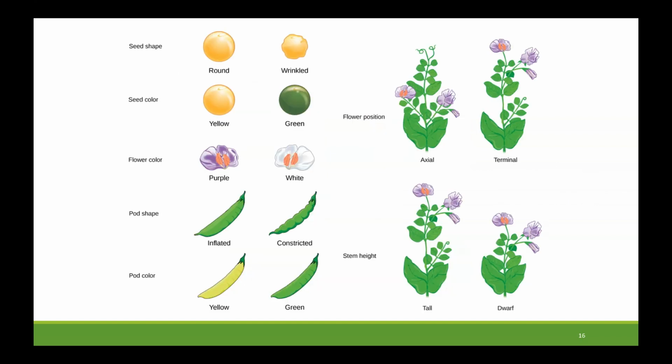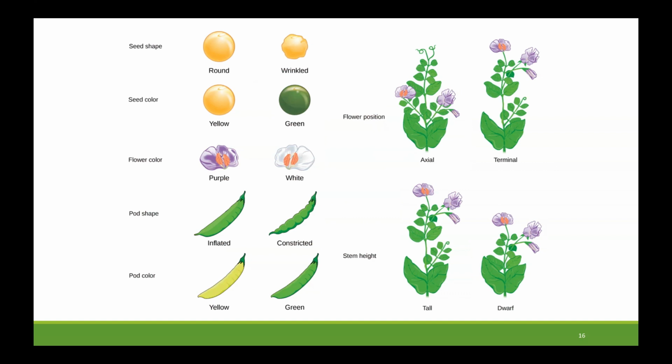He repeated this series of experiments with 7 different characteristics of pea plants, including the 2 that we just talked about, along with flower color, pod shape, pod color, flower position, and stem height. And in each case, there were 2 different variations of the characteristic being studied. He would cross 2 true breeding plants and find that all of the offspring looked like one parent. And then in the next generation, the other trait came back in the exact same ratio.